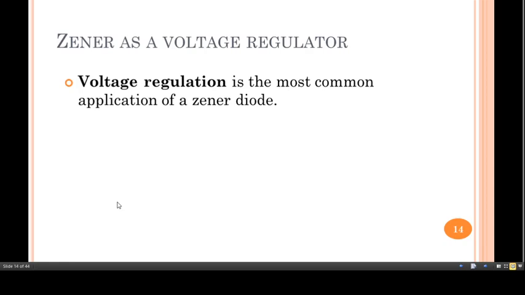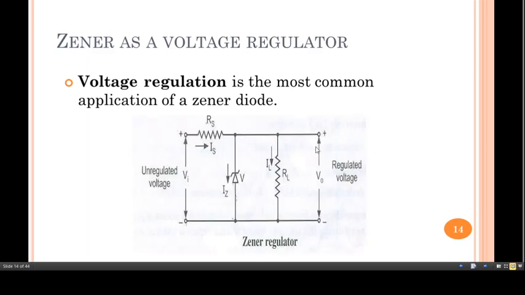Voltage regulation is the most common application for the Zener diode, because the Zener diode works in the reverse bias condition, and once the breakdown occurs, the voltage across the Zener diode remains constant. So this is the circuit of a Zener regulator. We can also call it a Zener shunt regulator, because the Zener diode is connected parallel to the output. So it is a shunt regulator. You can observe it is connected in a reverse bias condition.